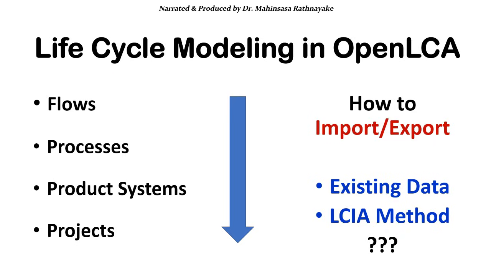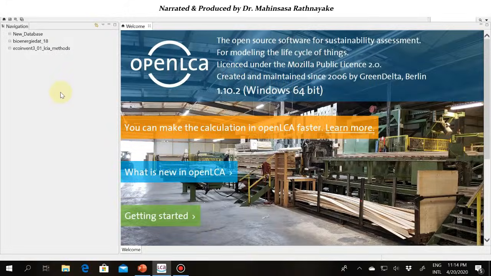Further, we must learn how to import or export existing data from databases as well as life cycle impact assessment methods from previously downloaded files from OpenLCA Nexus website. I showed you how to download these databases and lifecycle impact assessment methods from OpenLCA Nexus website in part 1 of this tutorial. Okay, we had to explain a lot rather than just showing you how to do it in OpenLCA software. Now let's practically model the example case in OpenLCA.